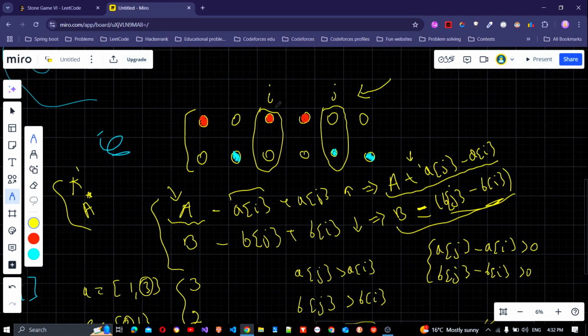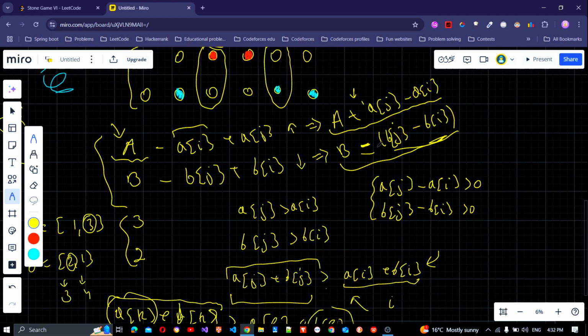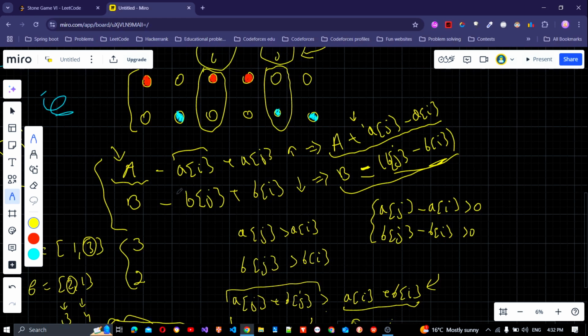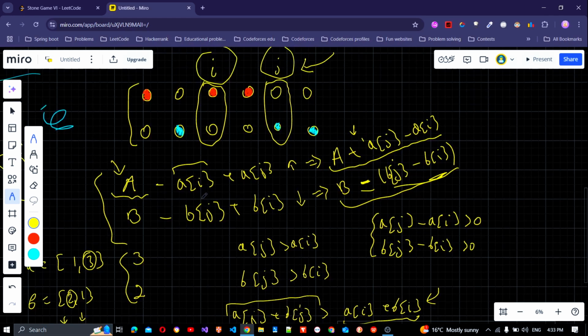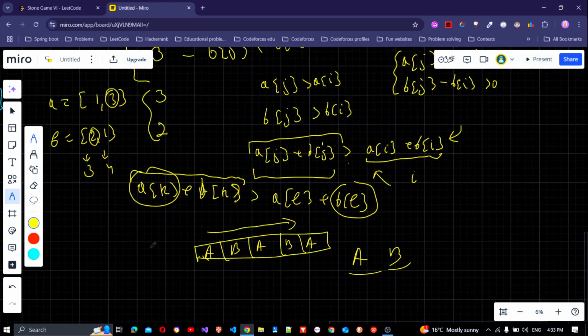So we said we have a_i and a_j. What if we just swap these? Is it possible that we can increase a_i and decrease b_i? Because that is optimal, that's what we mean by optimal here. If you're the player doing the swap, you want to increase your score by doing this. And by doing every such pair, we will increase our score.